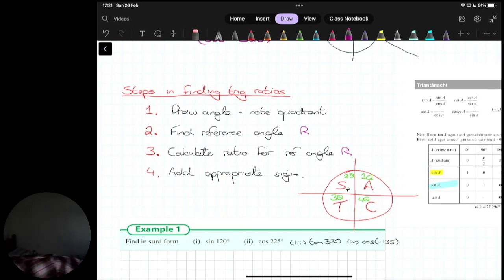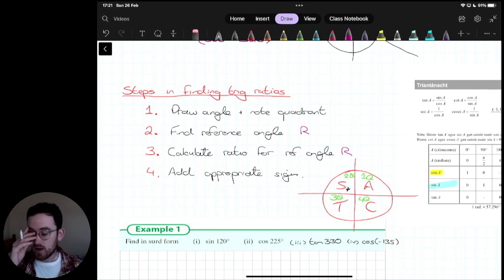Can I turn on the light here? Better. Okay, so let's have a look then and see how that works for us.